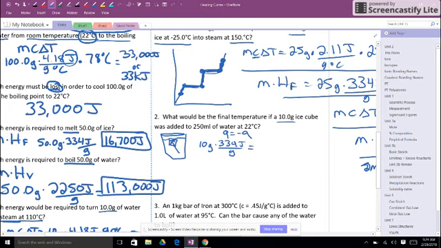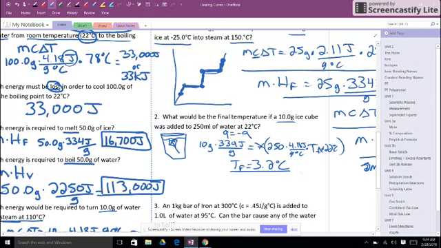Now what's going to happen in the water? The water is going to lose energy and cool down. So we are going to use MC delta T here, 250 grams of water, specific heat of water, and the delta T would be temperature final minus temperature initial, 22. Now again, this negative and this negative will cancel here to kind of get rid of that. So when we solve for TF now, it says that TF is going to be 3.2 degrees Celsius.